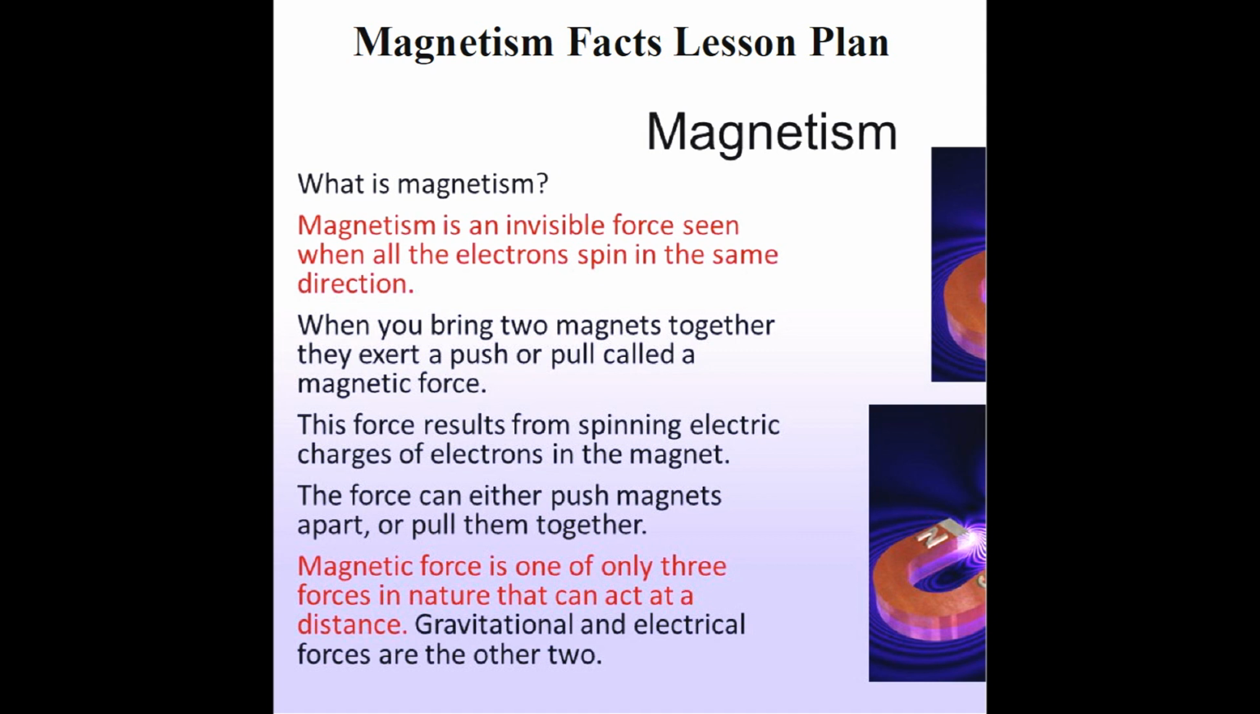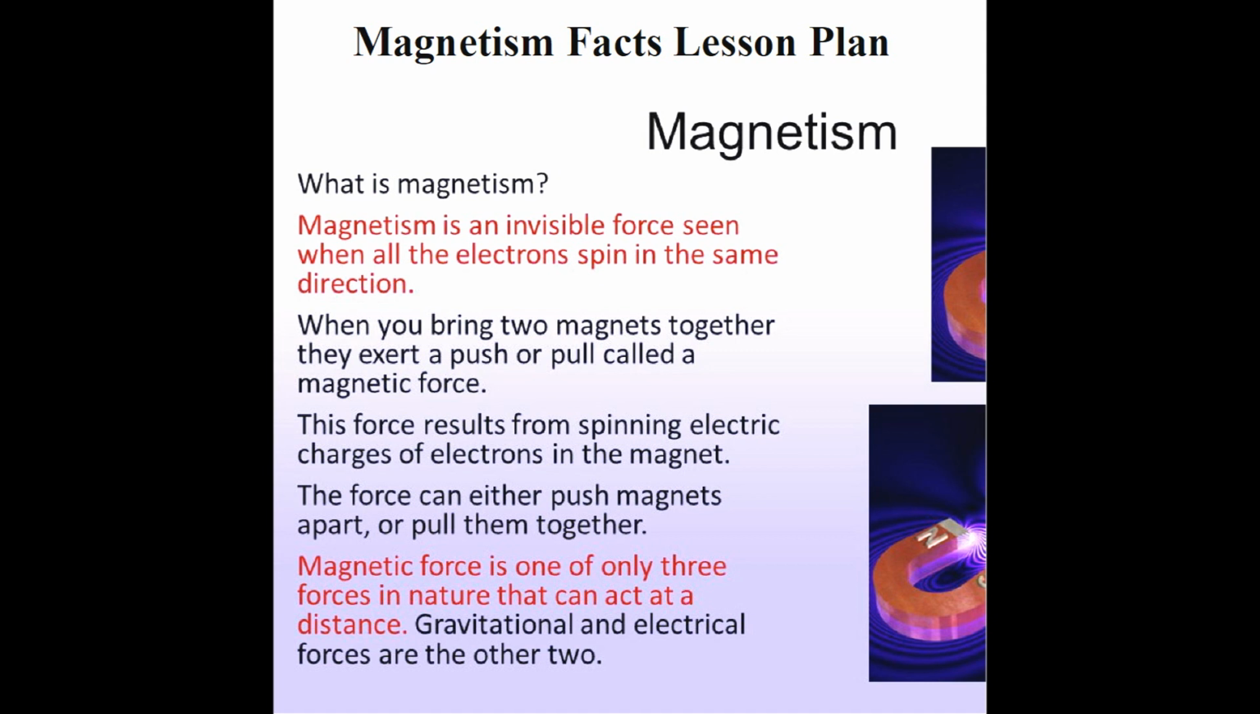With no further delay, let's go straight into magnetism. So what is magnetism? Magnetism is an invisible force seen when all electrons spin in the same direction. When you bring two magnets together, they exert a push or pull called a magnetic force. So they could either attract each other or repel, which means that they will fight against each other and will never attract. This force results from spinning electric charges of electrons in the magnet. The force can either push magnets apart or pull them together.